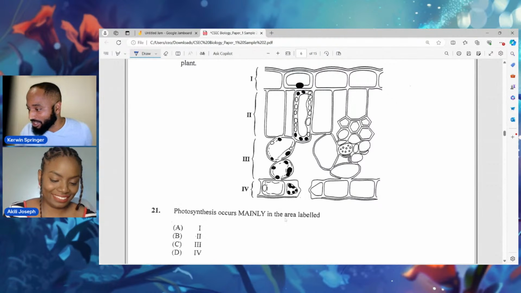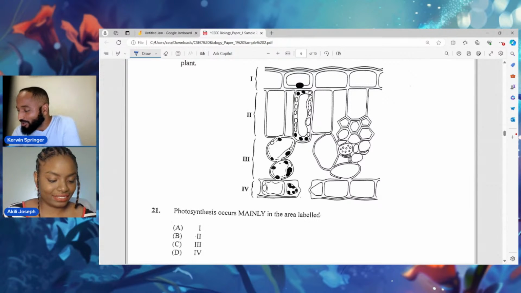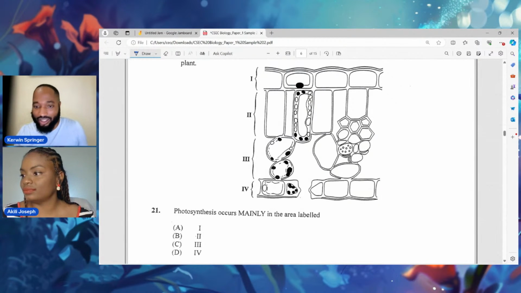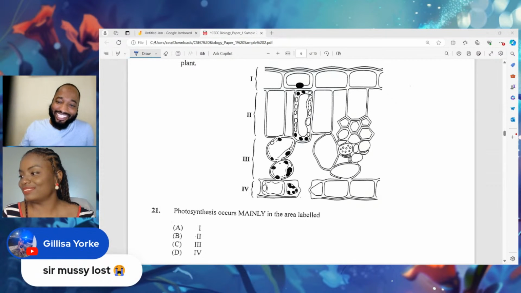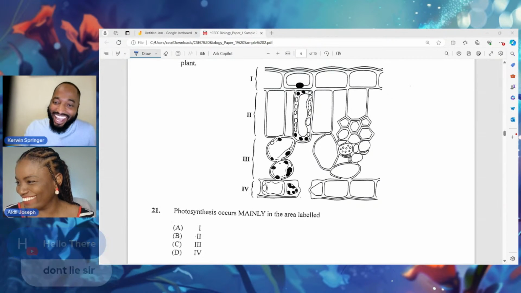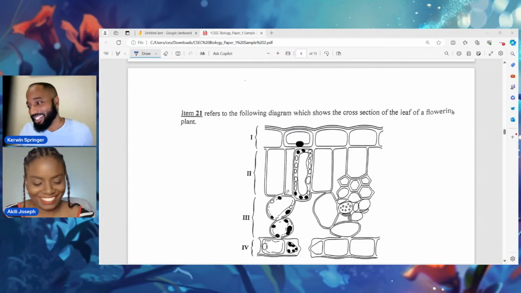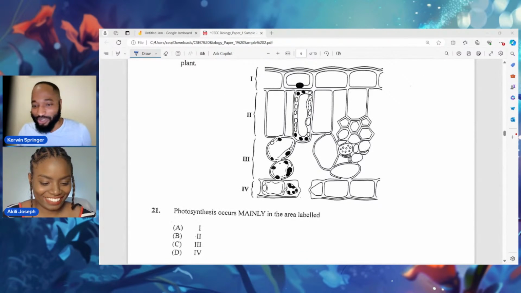Photosynthesis occurs mainly in the area labeled. Oh yeah, one of them hit me with this question already too. What is the area that photosynthesis occurs in? Somebody said don't lie, sir. I really did know it back in the days. I don't know it now. So it must be this layer.